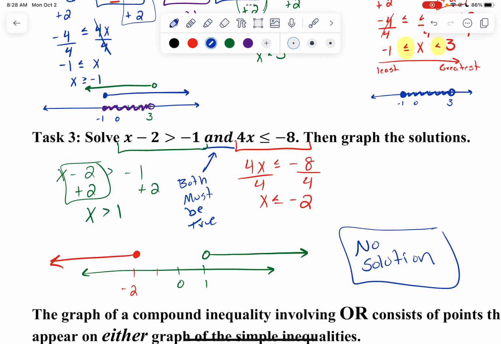That I can plug into this side and be greater than negative 1 and plug in this side and be less than or equal to negative 8. So this one has no solution. So the graph of this is just a straight line, nothing shaded. There's 0. There's a graph. There's nothing shaded because there's no way that they're both true.